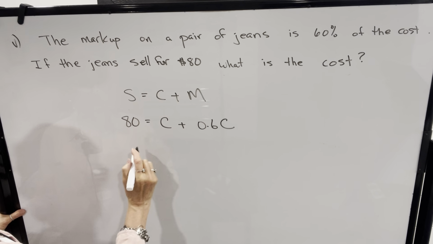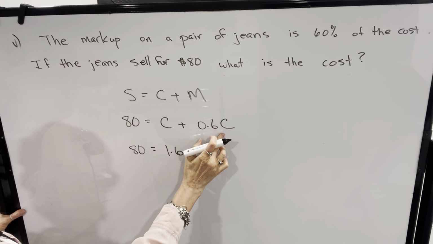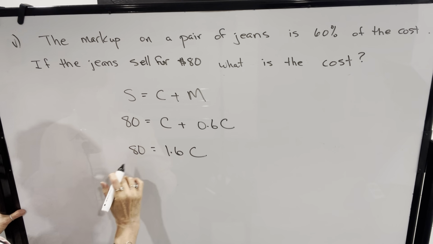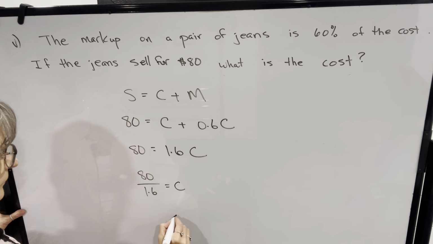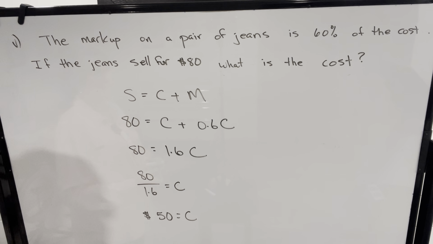So we combine these two terms. 1C plus 0.6C is 1.6C. Divide both sides by 1.6. And we get cost of $50.